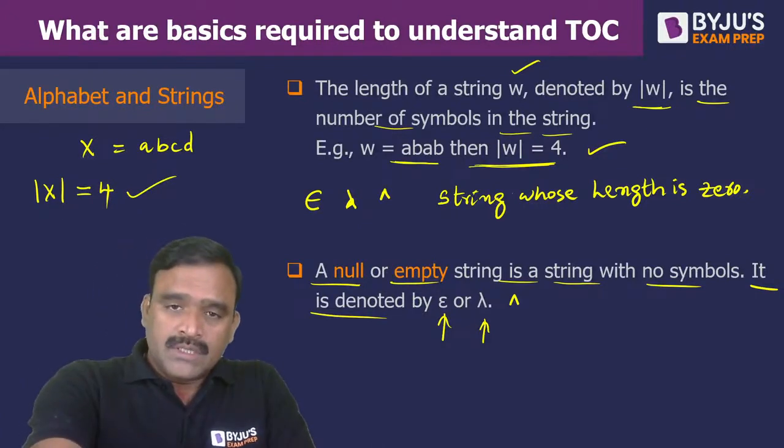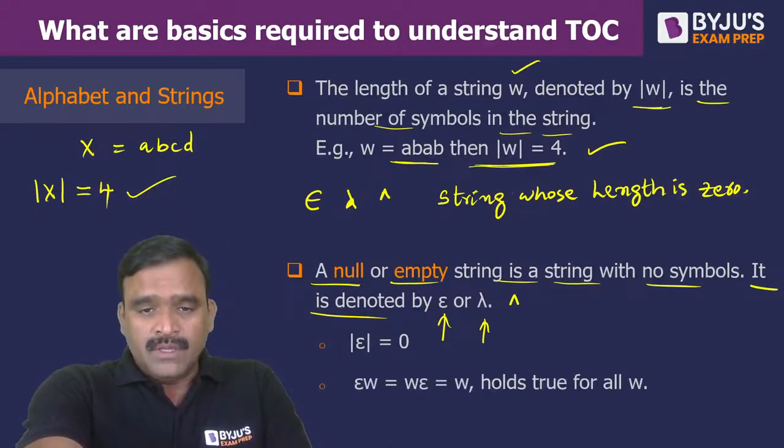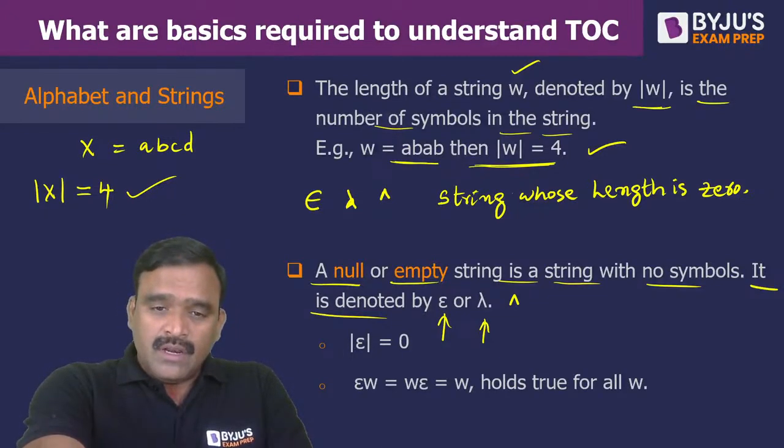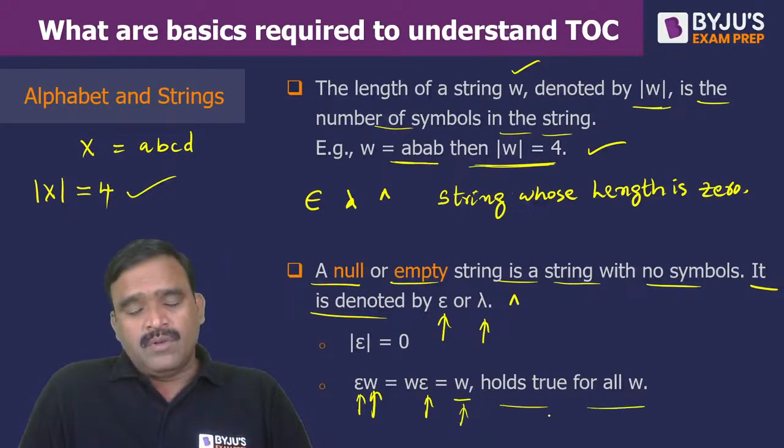Okay, now I will move on. What is the length of epsilon? It's 0, and epsilon dot any string, or any string dot epsilon, is equal to W. For example, W is a string, and epsilon is preceded by W or succeeded by W, so it is W only. It holds true for all W.